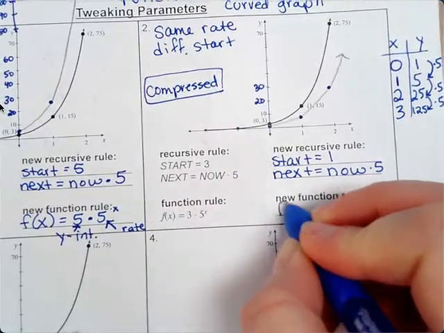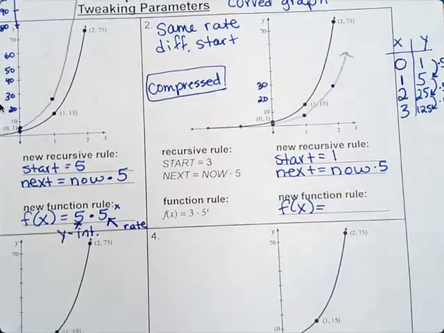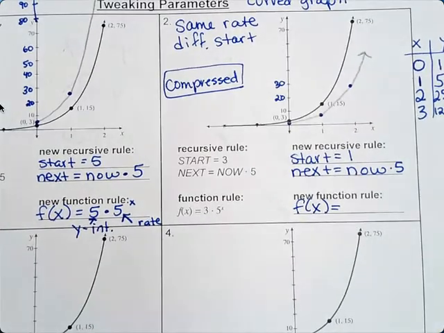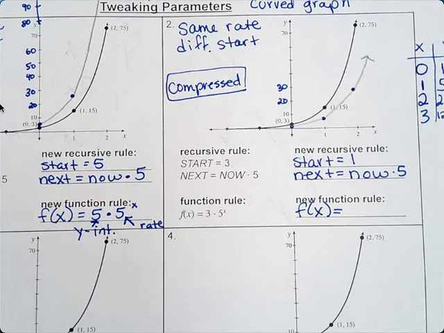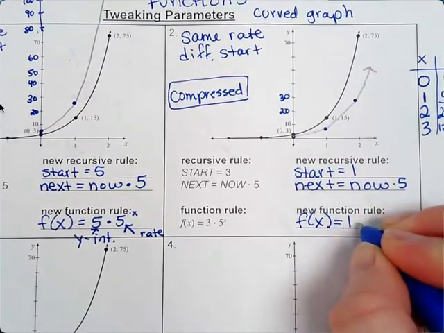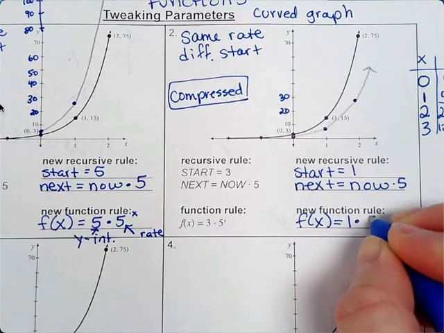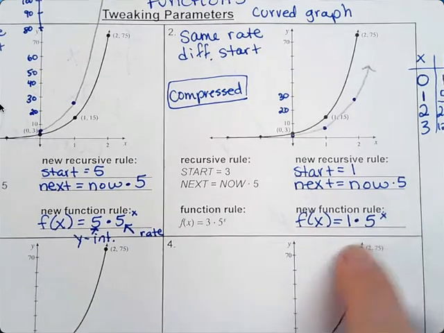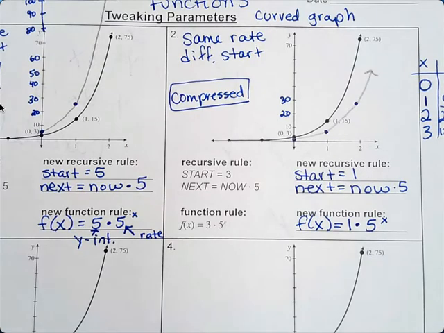Let's write the new function. F of x equals, how do we write the function? 1 times 5. Yeah, 1 is our y-intercept times 5 to the x value. The rate raised to the x. So anytime you have an exponential function, your x value is the exponent. So it feels like I'm saying the same phrases over and over. Exponent, exponential, the x value.